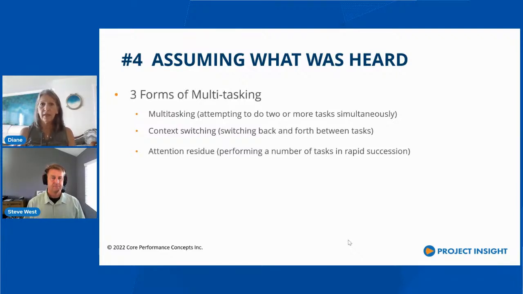Context switching is just going back and forth really fast. And if you look at the research and what your brain does, every single time you switch, your brain basically has to shut down on what it was doing and come back up on what it's now going to do. And then you switch again, it's got to shut down and come back. So this is very inefficient.